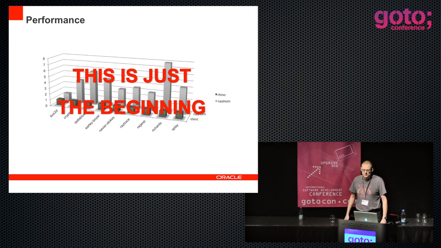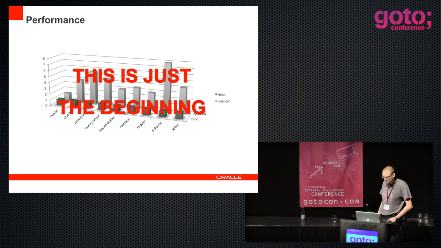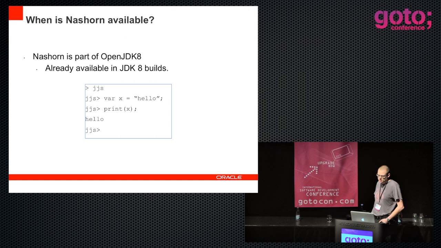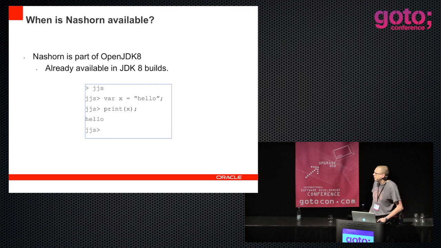And I'm going to spend a significant amount of time in this presentation talking about how we're going to get further. So Nashorn is already available in the OpenJDK build, so you can download it today. In the bin directory next to java you've got the jjs REPL, which you can start and it gives you the JavaScript interpreter where you can just try out what Nashorn does. It's the default JavaScript script engine. So try it out today.